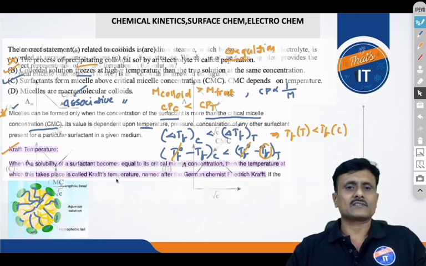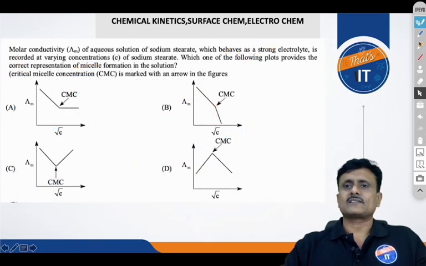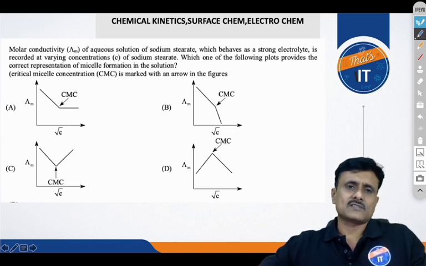Another theoretical question, right? Here they tried to combine the surface chemistry with the electrochemistry.